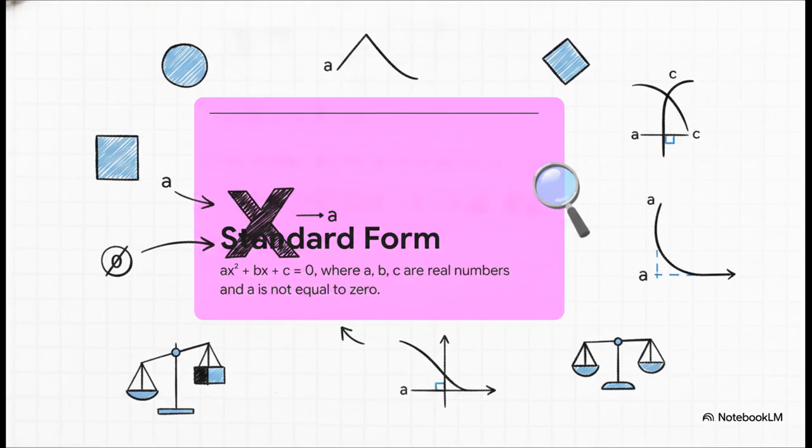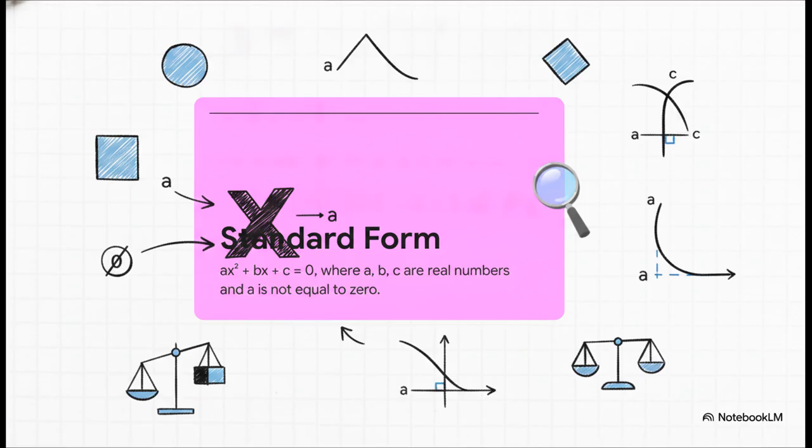The standard or general form of a quadratic equation is ax squared plus bx plus c equals 0. Here, the letters a, b, and c represent real numbers, but there is one very strict condition you must remember. The value of a absolutely cannot be 0.